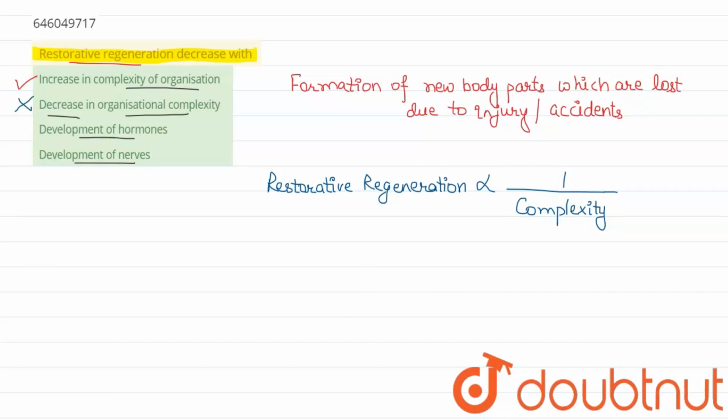And the third and the fourth option talk about the development of hormones and nerves, which are not an important factor for determining the restorative regeneration capability of an organism. Hence, we have the final answer as restorative regeneration decreases with increase in complexity of organization.